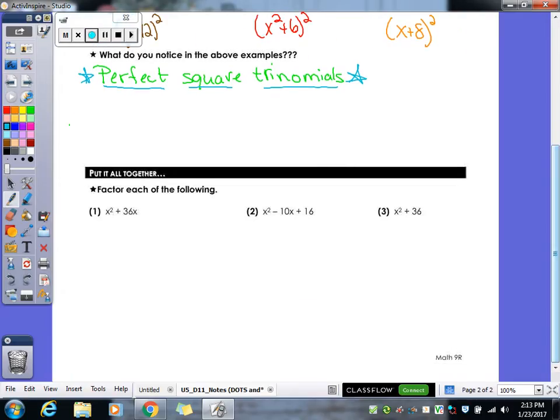Okay, now putting it all together a little bit here. We've taught you 3 types of factoring. First one was GCF. Second one was trinomial, which is really kind of like a guess and check. And the third one we did today was our dots. We teach them in that order specifically because that's the order you should look for your factoring in.